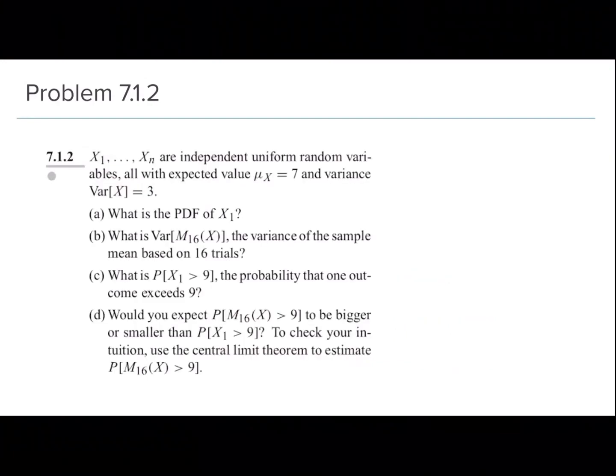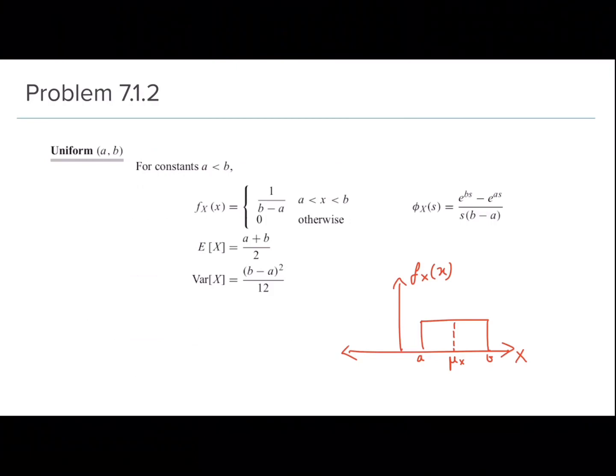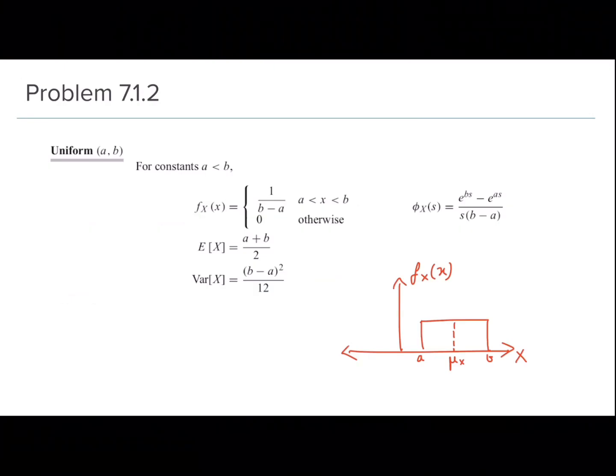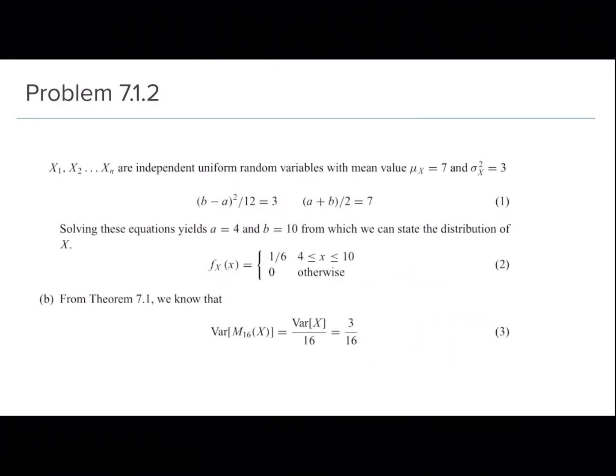So what we're given in the question is the value of mu x and the value of variance of X, and we have to find the PDF of X1. And to write a formula for the PDF of X1, we have to find the values of a and b. So we're given E of X and variance of X. So X1, X2, Xn are independent uniform random variables with mu x equal to 7 and sigma x square equal to 3. So we have the variance of X, which is equal to (b minus a) whole square by 12, which is equal to sigma x square, which is equal to 3, and (a plus b) by 2 is equal to 7.